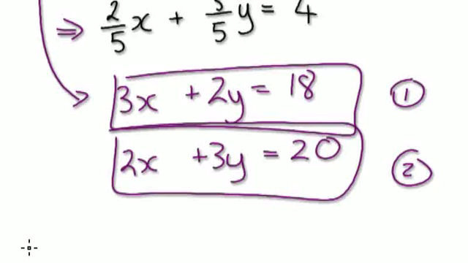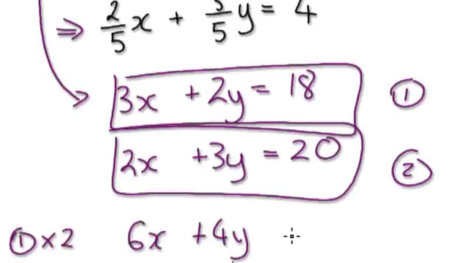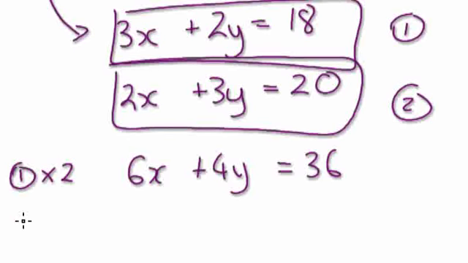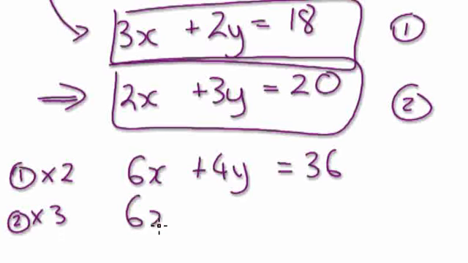Let's multiply equation 1 by 2. I'm going to eliminate the x here. If I times it by 2, it's going to give me 6x plus 4y, and then this would be 36. And then I'm going to times equation 2, everything by 3. So this will give me 6x plus 9y equals 60.